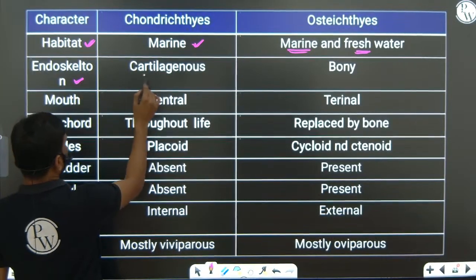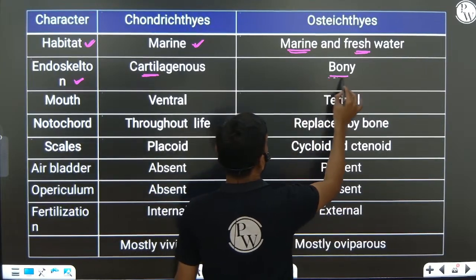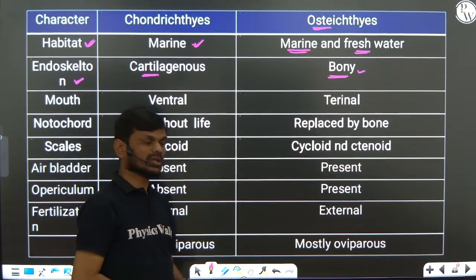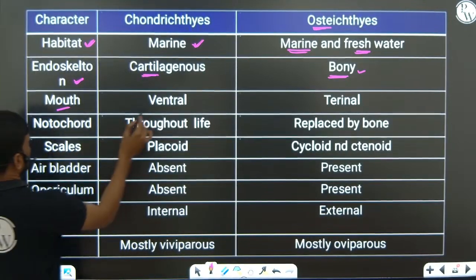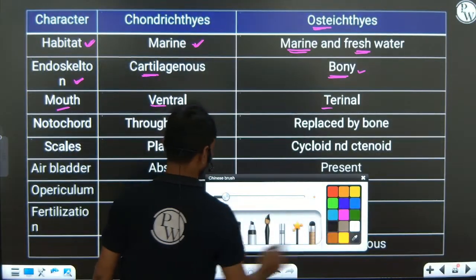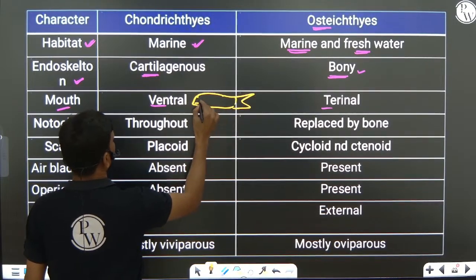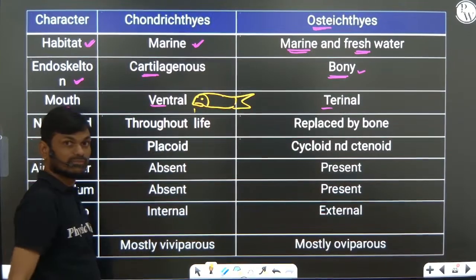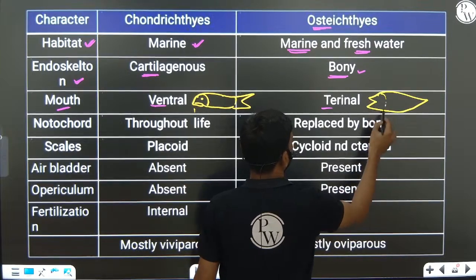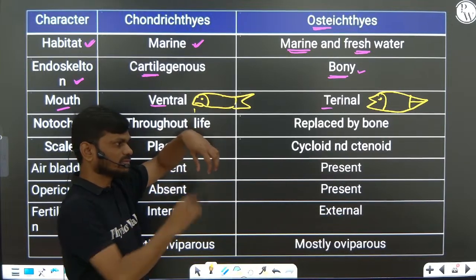Endoskeleton is made up of cartilage, so that's why Chondrichthyes. Here, endoskeleton is made up of bone, so that's why it is called Osteichthyes. Mouth is ventral in Chondrichthyes, mouth is terminal in Osteichthyes. I will show it in the diagram also, but you can see here the mouth is ventral. Here the mouth is terminal.